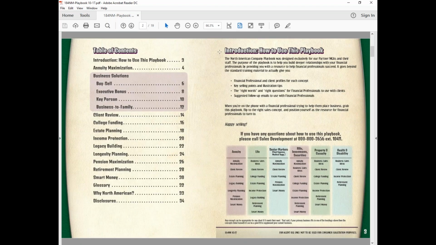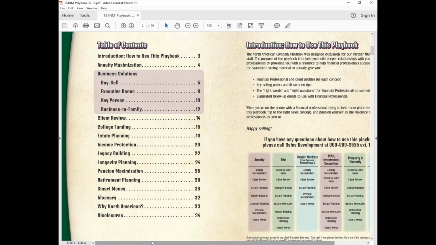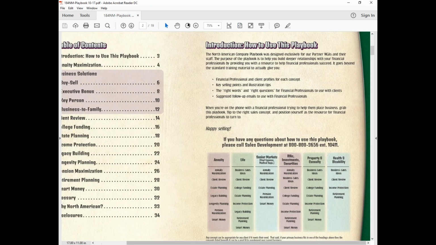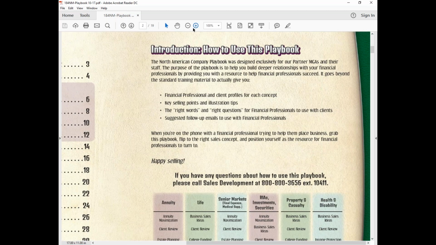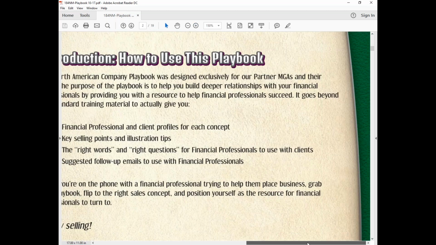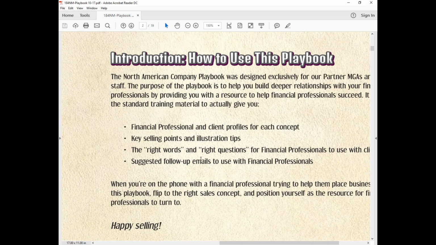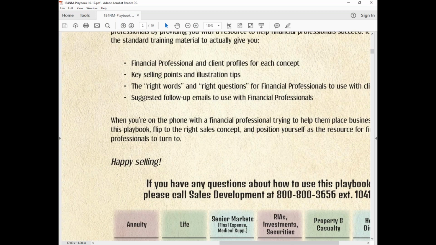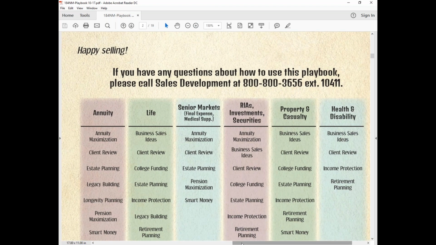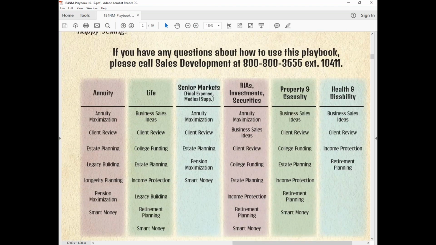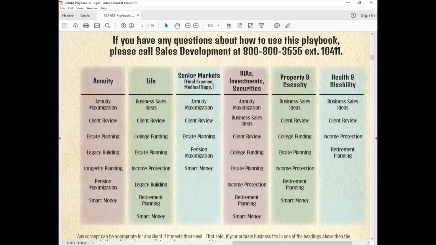Also, if you have some questions like, I'm a PNC advisor, what is a good concept for me to really focus in on for my line of business? Well, not only do we have the table of contents, but we have introductions on how to use the playbook. But then too, if you come down here to this bottom section, I really like this graph as well. These are going to be concepts that we recommend you take a look at depending on the market that you're in.